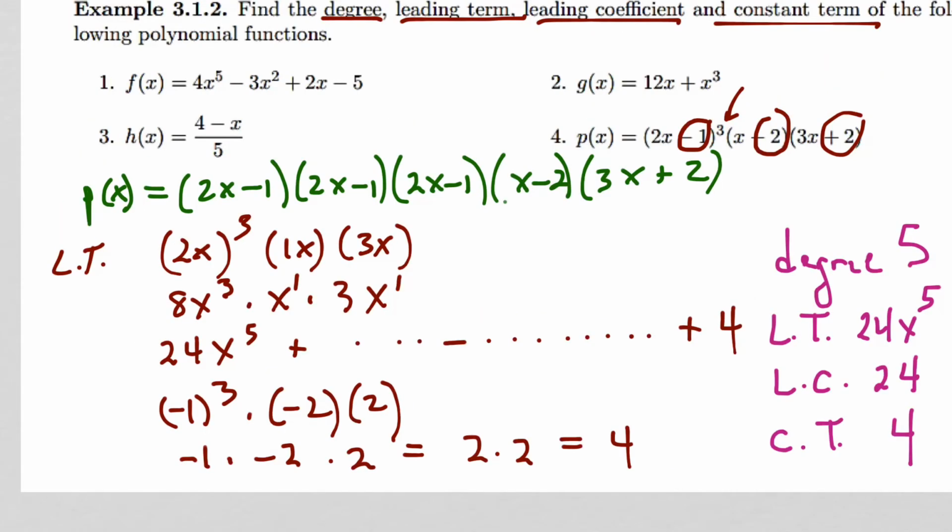Okay, just to summarize then, my degree is going to be 5. My leading term is going to be 24x to the 5th. My leading coefficient is going to be 24, and my constant term is 4. That doesn't tell me anything at all about what's in between, what the x to the 4th on down terms are, and I would get that by carrying out this distributing here, but it will answer these questions without having to go to all that trouble, which would take probably about 15 minutes, and you'd have to be very careful that you didn't make a mistake. All right?